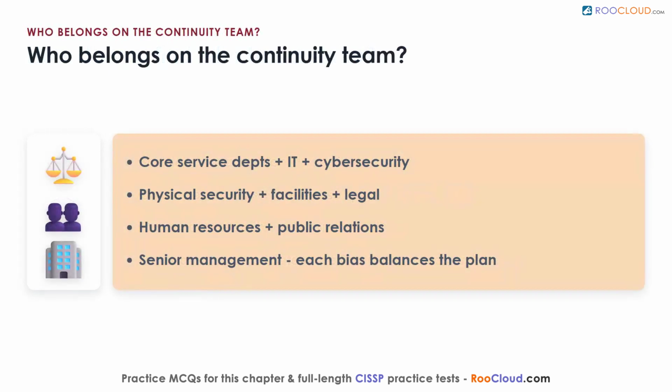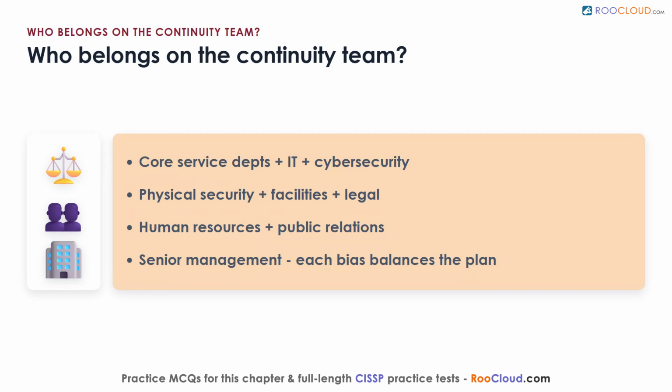Who belongs on the continuity team? This is where isolation becomes dangerous. When only IT or security writes the plan in secret, two failures follow. The plan misses knowledge that lives only with the people who run daily operations. And units kept in the dark tend to resist the plan when it finally lands. So, you build a broad team on purpose.